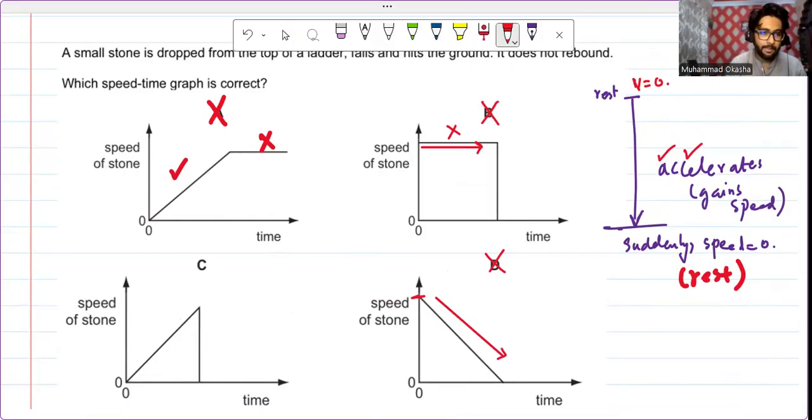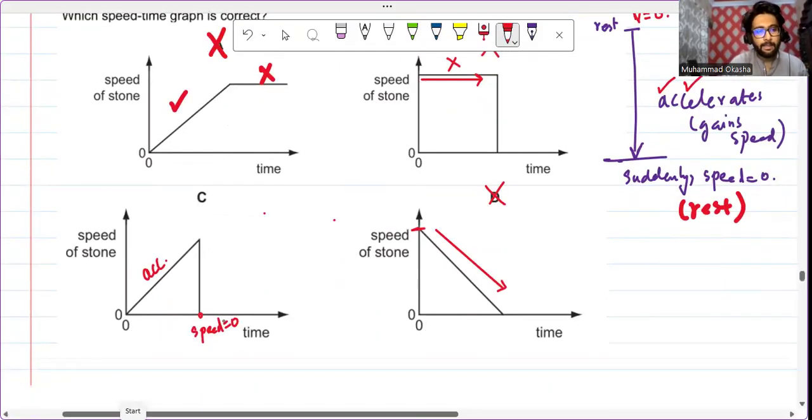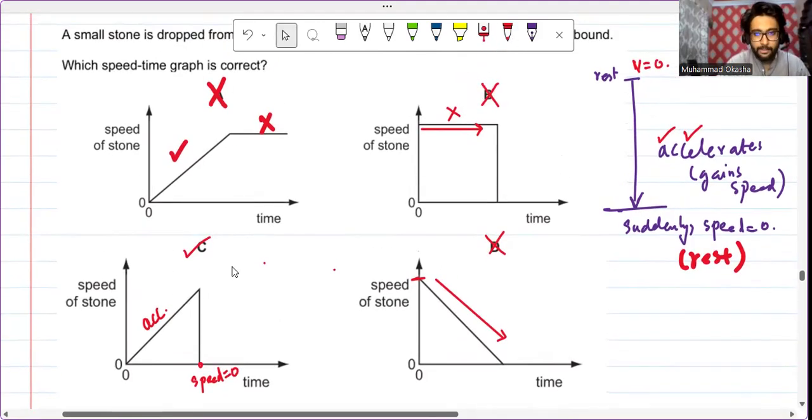If you notice number C, this is acceleration, uniform acceleration, and then suddenly the speed drops, because when it hits the ground, the speed is equal to zero, and hence this shows instant deceleration, so C would be the correct option. Okay, make sure you analyze this very, very carefully.